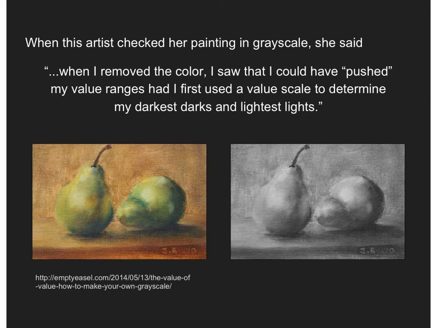When this artist checked her painting in grayscale, she said, "When I removed the color, I saw that I could have pushed my value ranges had I first used a value scale to determine my darkest darks and my lightest lights." If you compare, this is pretty. It looks nice. But when you look at it in grayscale, her darks aren't that dark and her whites aren't that white. That's probably a 2 as opposed to a 1. So you can push the value ranges and get a stronger picture.